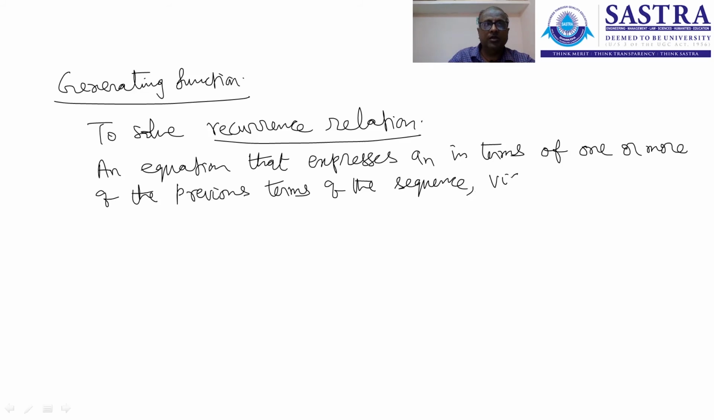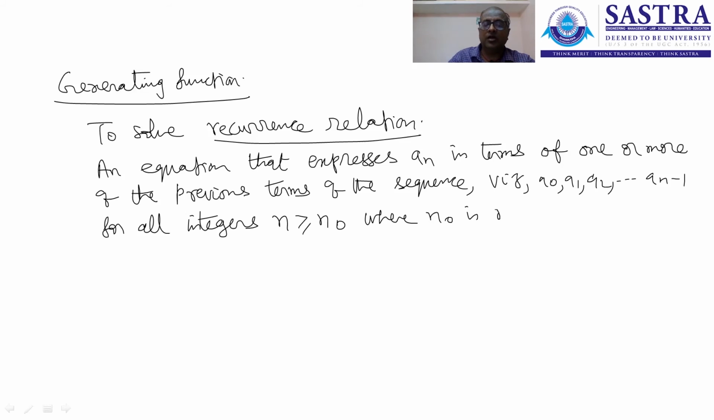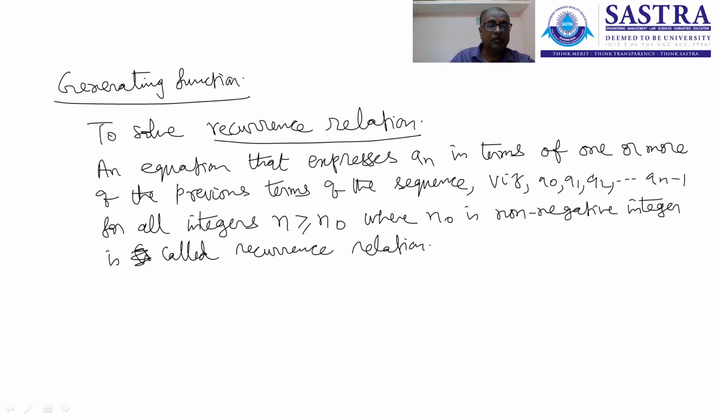sequence, namely a0, a1, a2, and so on, an minus 1, for all integers n greater than or equal to n0, where n0 is a non-negative integer, is called a recurrence relation.